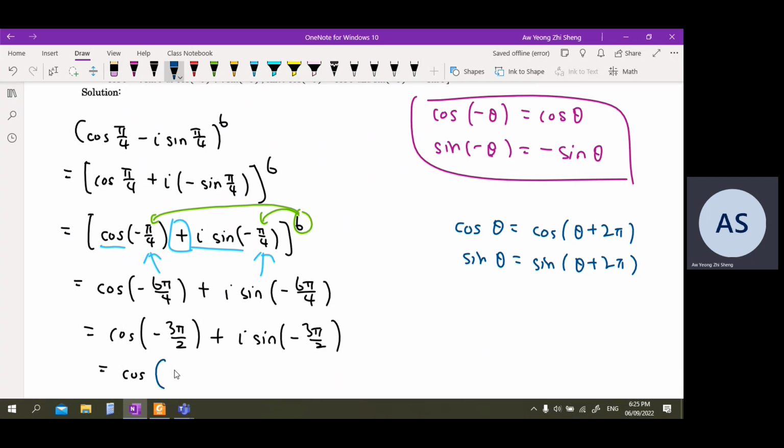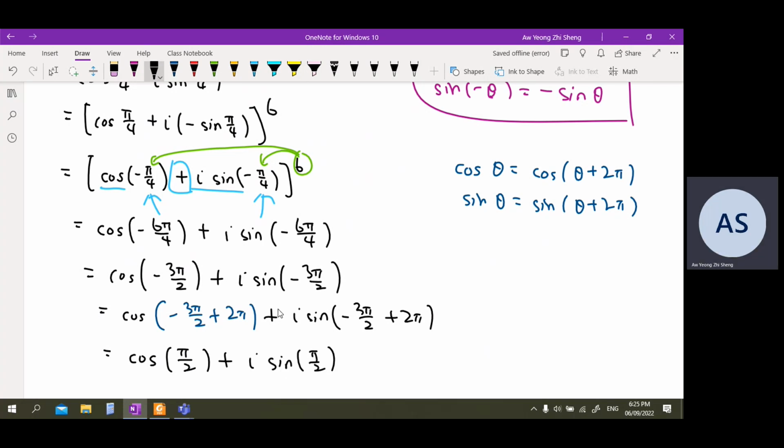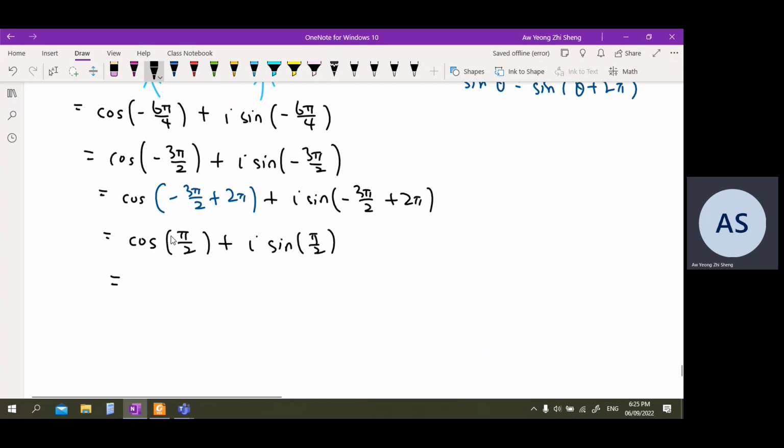So that's what I will do here. Minus 3 pi over 2, I add by 2 pi, right? To make the angle become an angle in the first positive cycle, plus I sine of minus 3 pi over 2 plus 2 pi. So now I have cos of pi over 2 plus I sine pi over 2. The cos of pi over 2 is a value that we memorize as 0. Sine pi over 2 is 1, so you end up getting a single I, and that's it.